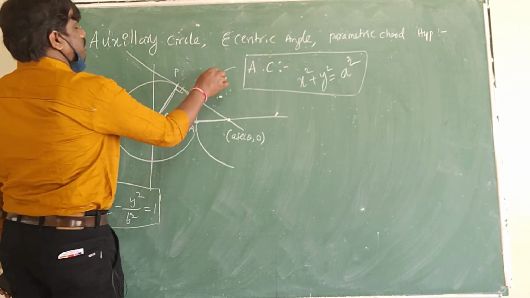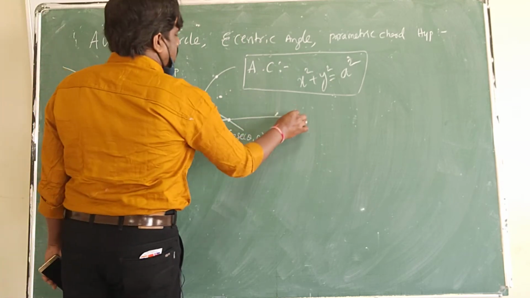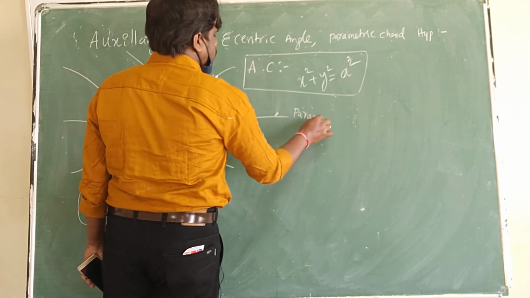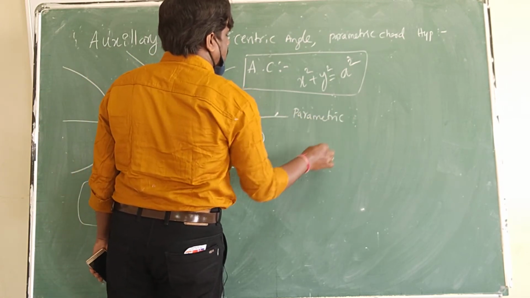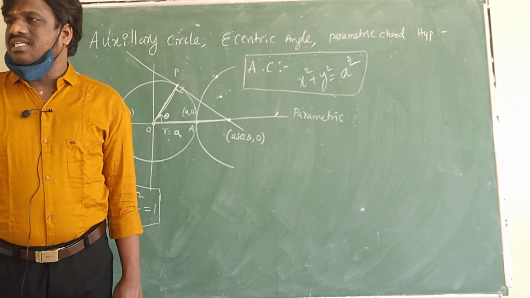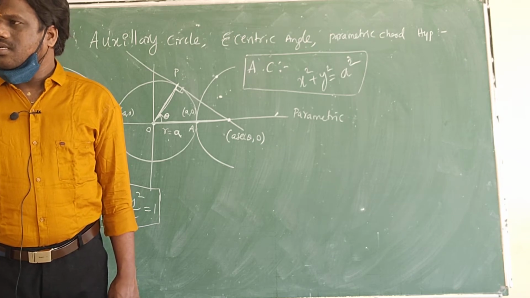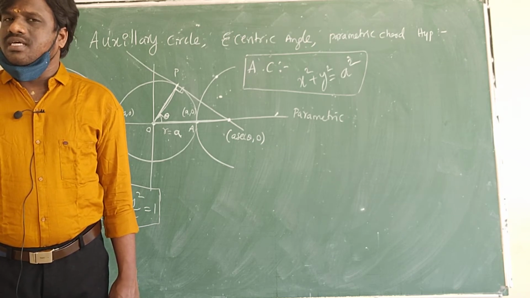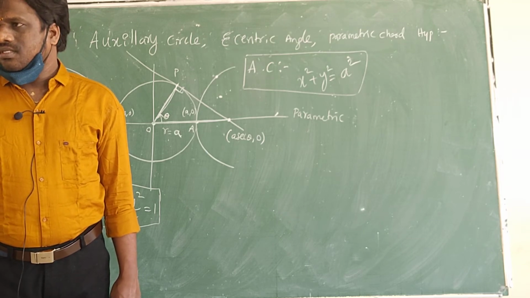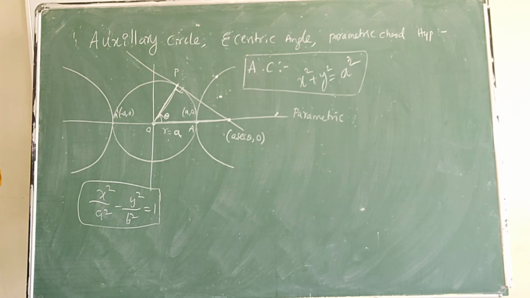What is a parametric point on the hyperbola? Any general point, any parametric point. What is the parametric point on the ellipse? a cos theta comma b sin theta. Right? What is the parametric point on the circle? a cos theta comma a sin theta. Right. So what is the parametric point on the hyperbola?